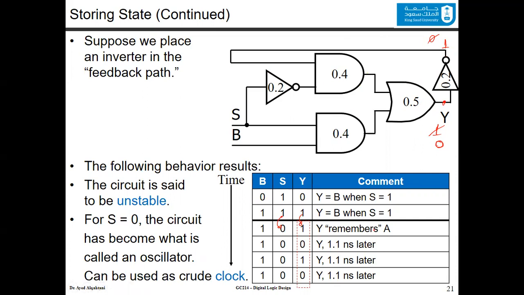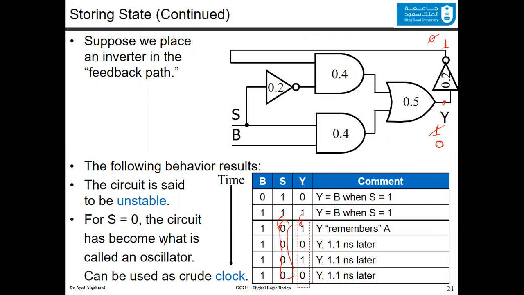So y remembers the value of b at the beginning, and after the delay, which is 1.1 nanosecond, being the sum of 0.9, 0.2, 0.4, and 0.5 you notice there is an oscillation of the output. One time it is 1, and then the other time it is 0, and then 1 again, another time 0, and so on. This circuit is said to be unstable. When S is 0, notice the S is 0 here, meaning that we are having this feedback running through the circuit.